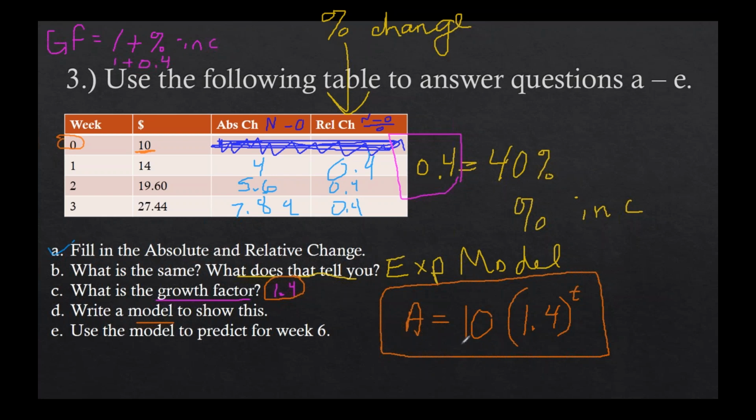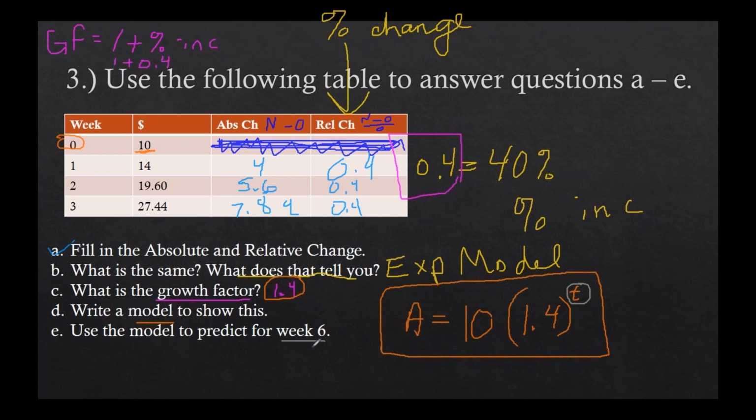You'll notice again, just like in linears, we have two variables, the a and the t. Any questions on how I wrote that model or where it came from? Making sense? Okay. The last piece says, use the model to predict for week 6. What am I going to do with that 6? Right, week 6 represents time, so we're going to plug it in for t. Yep, it's the exponent, exactly, because it's time.